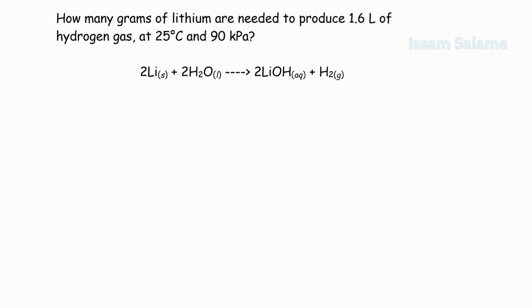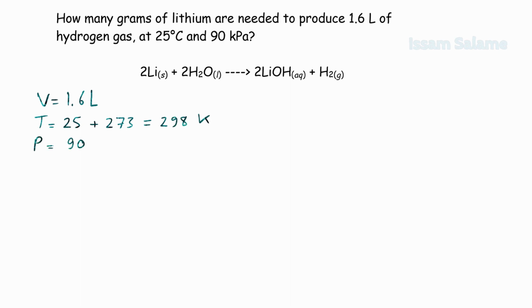How many grams of lithium are needed to produce 1.6 liters of hydrogen gas at 25 degrees Celsius and 90 kilopascal? To find the number of moles of lithium, we should find the number of moles of hydrogen first. To do this, we use the ideal gas law. So we write the given: volume is equal to 1.6 liters, temperature is equal to 25 Celsius, we add to it 273 to convert it to Kelvin. As you know, to apply ideal gas law, the temperature should be in Kelvin, which is equal to 298 Kelvin.